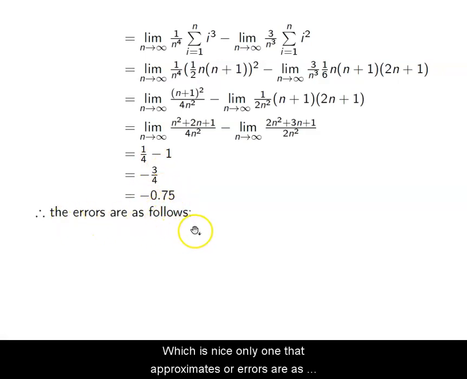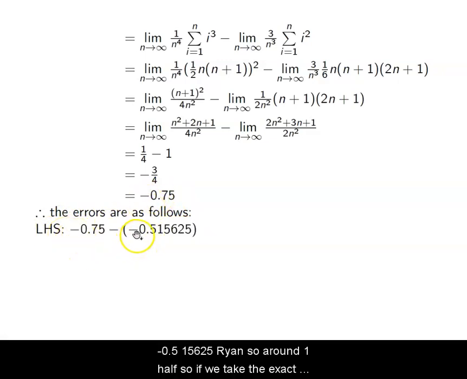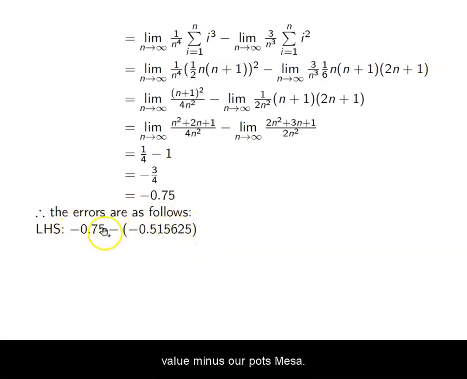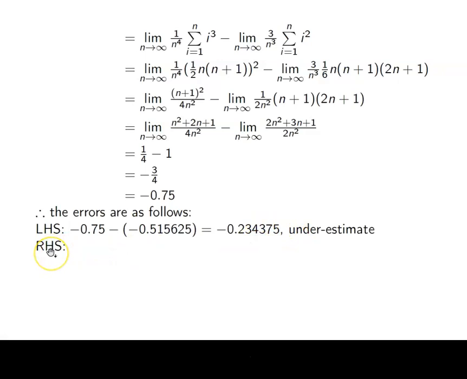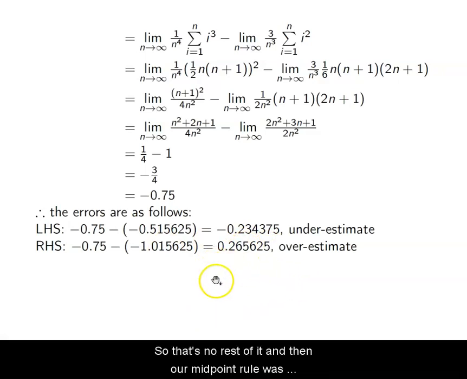So our errors are as follows, right? The left-hand side was negative 0.515625, right? So around 1/2. So if we take the exact value minus our approximation, we have an error of around 25%. Okay, it's an underestimate. Our right-hand side is negative 0.75, and this was around 1, right? So also an error of around 25%. Okay, so that's an overestimate.